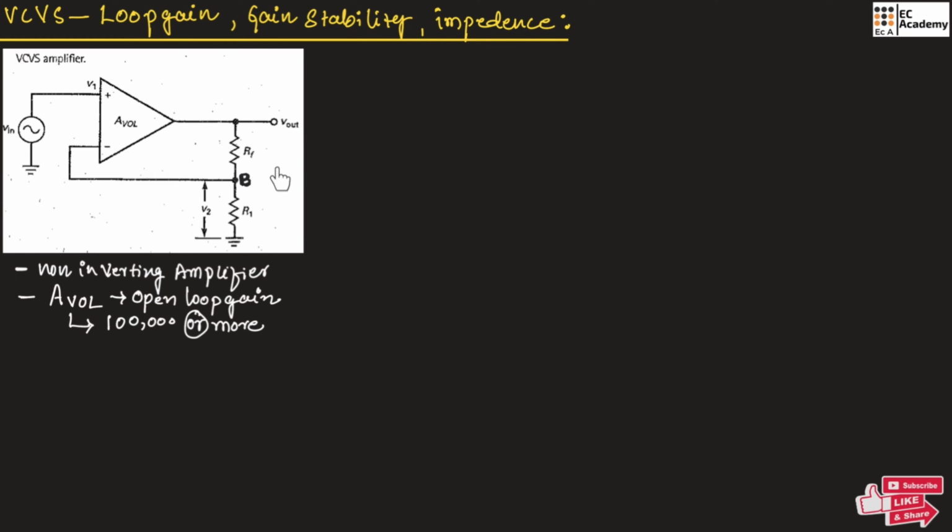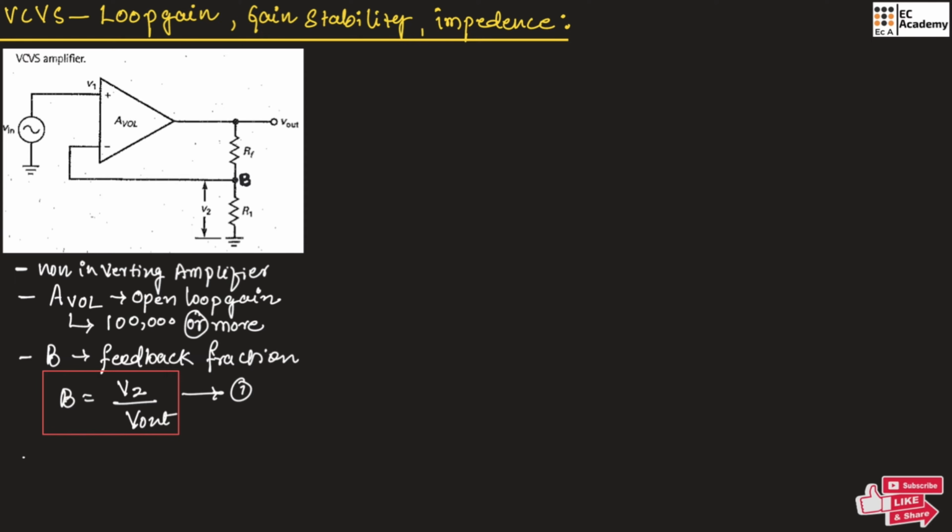In this circuit, because of this voltage divider, some portion of the output is fed back to the input, and the feedback fraction can be represented as B, and we can write B is equal to V2 divided by V out. Let us call this equation number 1.